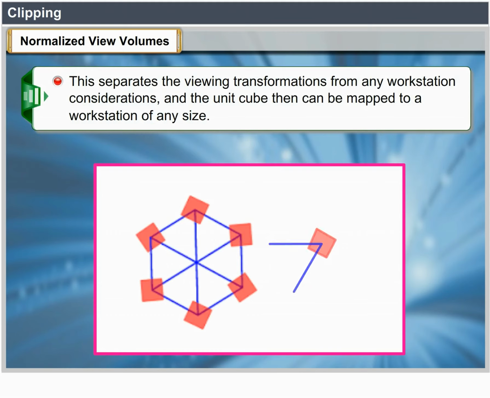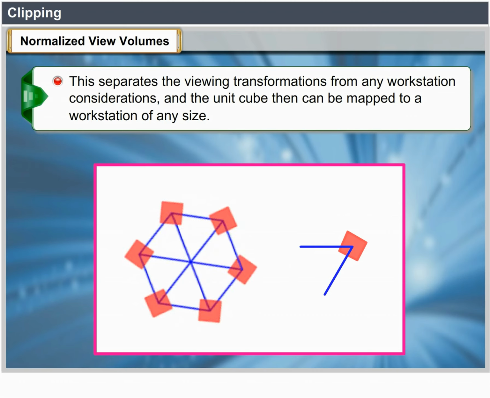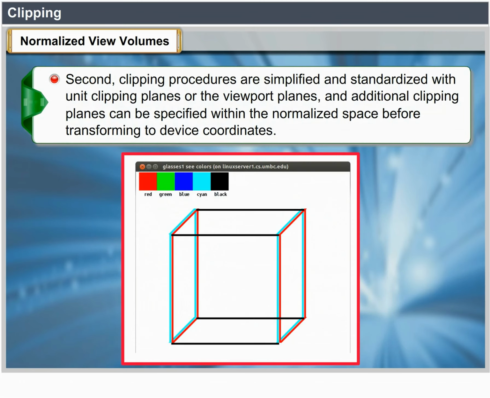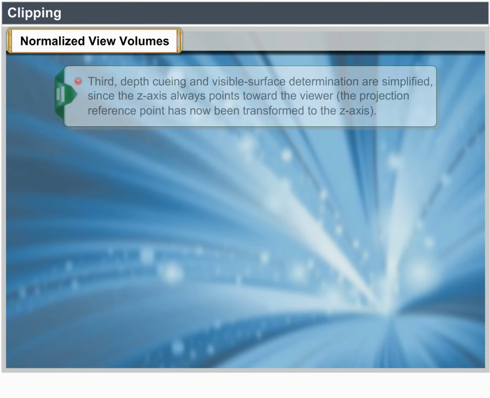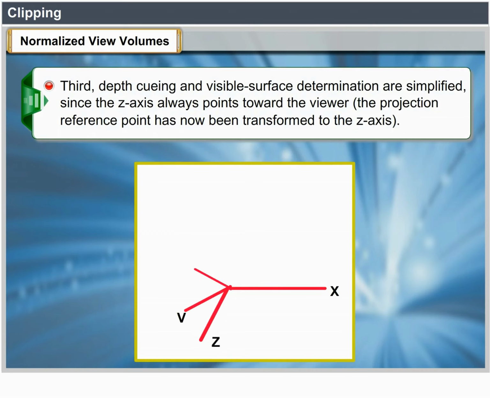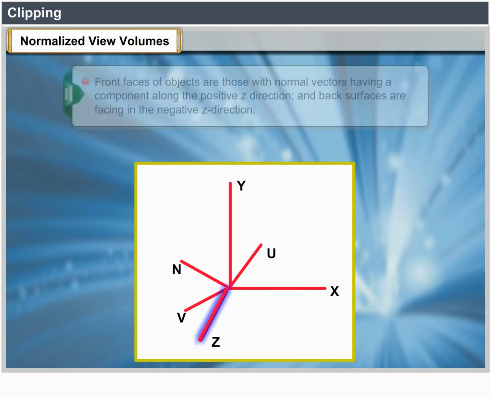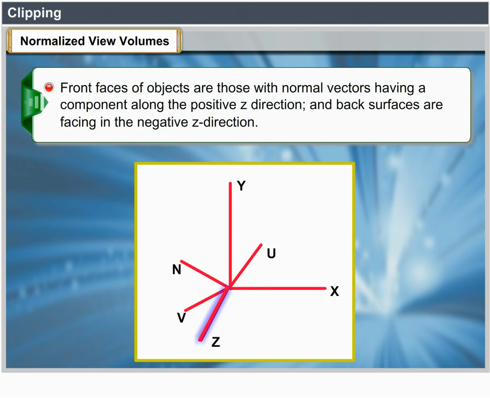This separates the viewing transformations from any workstation considerations, and the unit cube then can be mapped to a workstation of any size. Second, clipping procedures are simplified and standardized with unit clipping planes or the viewport planes, and additional clipping planes can be specified within the normalized space before transforming to device coordinates. Third, depth queuing and visible surface determination are simplified. Since the z-axis always points towards a viewer, the projection reference point has now been transformed to the z-axis. Front faces of objects are those with normal vectors having a component along the positive z direction, and back surfaces are facing in the negative z direction.